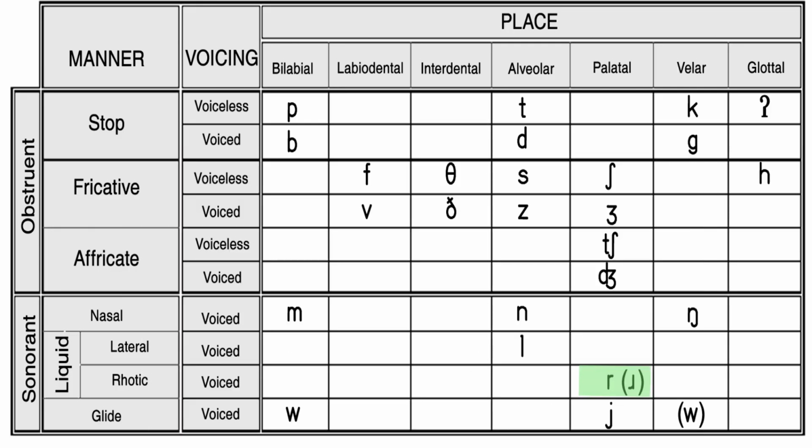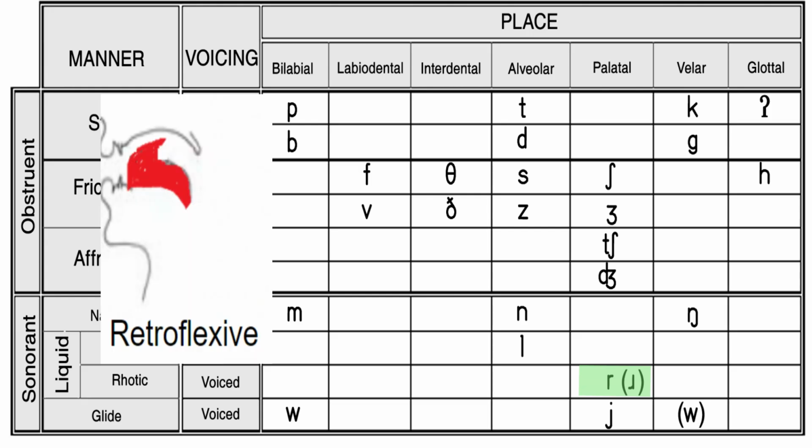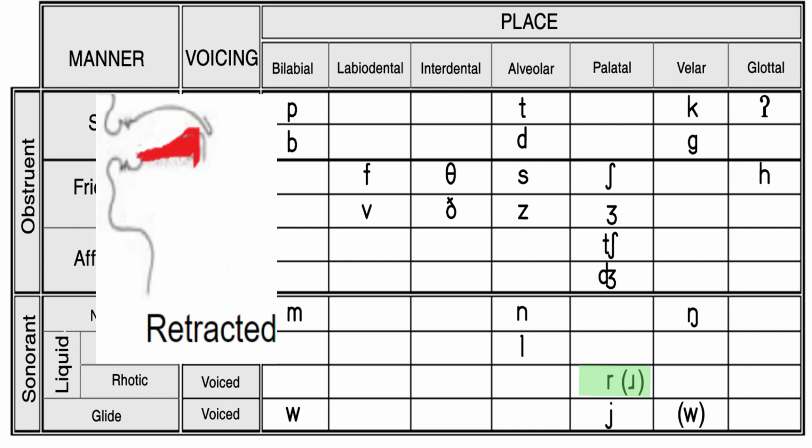Retroflex liquids. Ra is formed with the tip of the tongue curled back toward the roof of the mouth without touching any part of the mouth. The back of the tongue stays low. Since the tip of the tongue has to be curled back, ra is often called the retroflex liquid. Due to the tongue shape, the flow of air out of the body is altered. The ra sound can also be made by raising the back of the tongue. The center of the back of the tongue is lower and the air travels through this groove to create the sound. This way of making the R sound is called the retracted R.